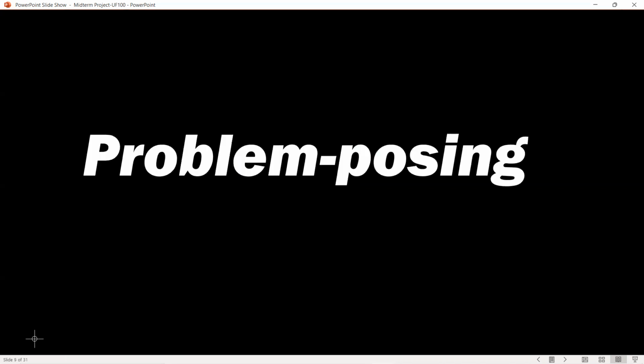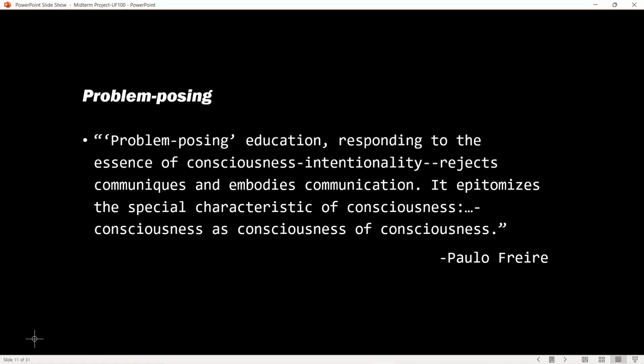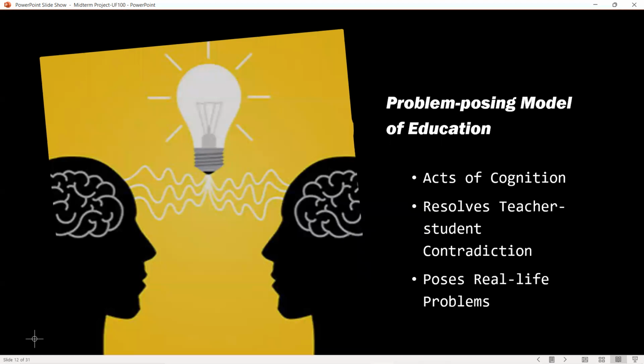Now, that brings us to problem posing. What is problem posing? Problem posing is defined by Paulo Freire as: problem-posing education responds to the essence of consciousness, intentionality, rejects communiques and embodies communication. It epitomizes the special characteristic of consciousness: consciousness as consciousness of consciousness. So a problem-posing model of education consists of students utilizing acts of cognition.